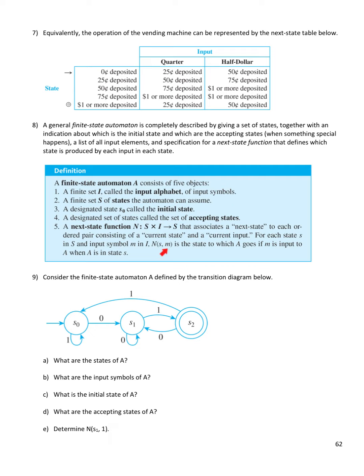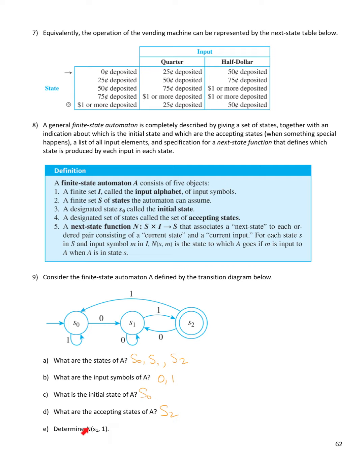So let's use some of these definitions in an example. Here I have a finite state automaton A defined by the transition diagram below, and I want to identify the states of A. So the states are given by the circles S naught, S1, and S2. The input symbols are what are on the arrows, so those are just 0 and 1. The initial state is denoted with this little arrow, so that's S naught. My accepting state is denoted with a double circle, so that's S2. And then this is the function.